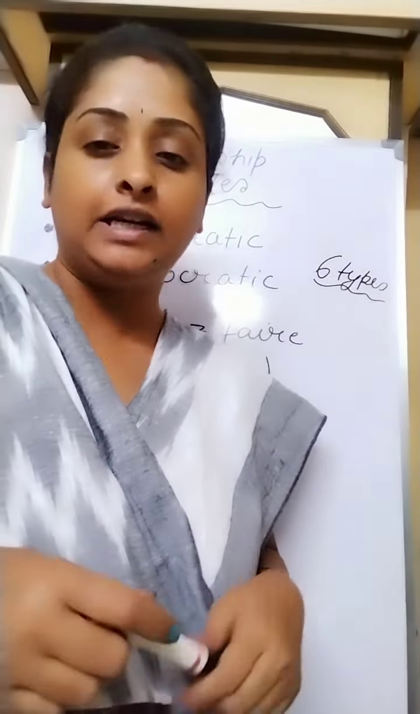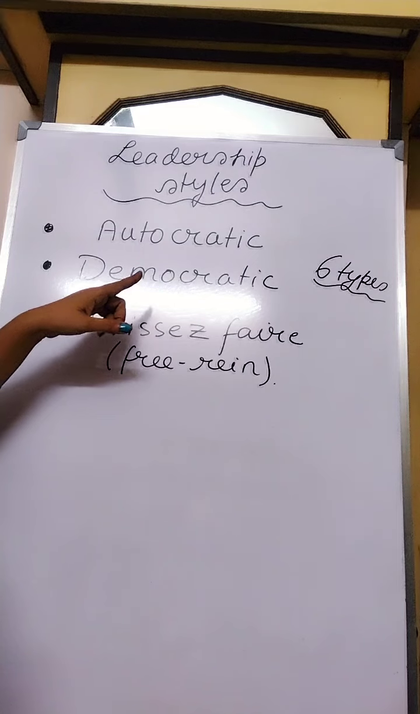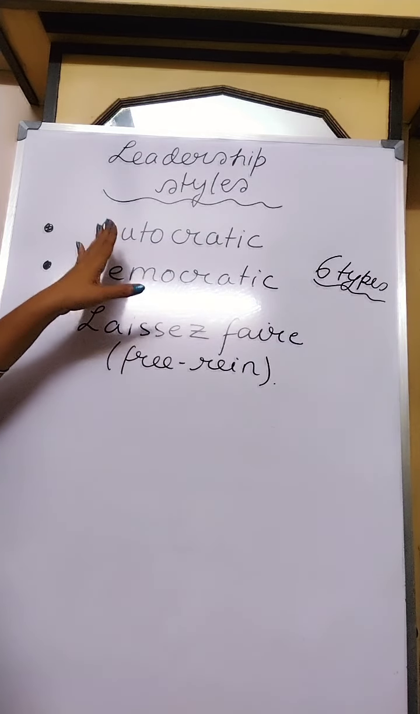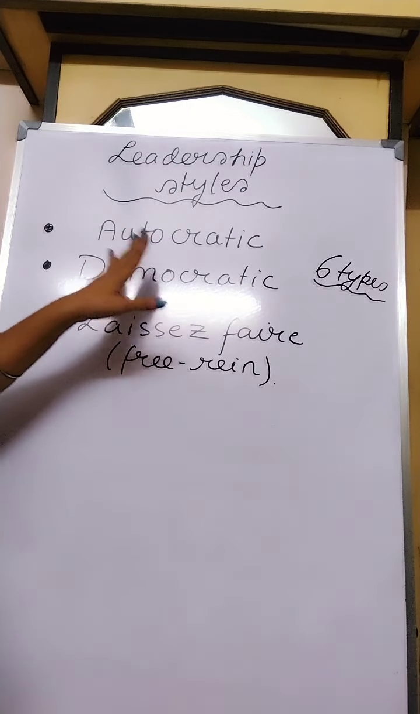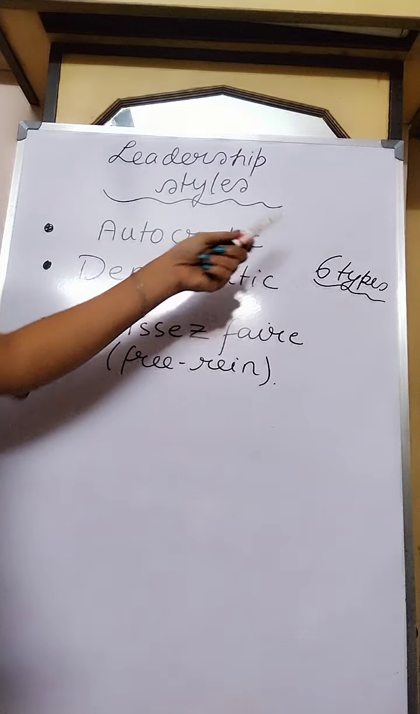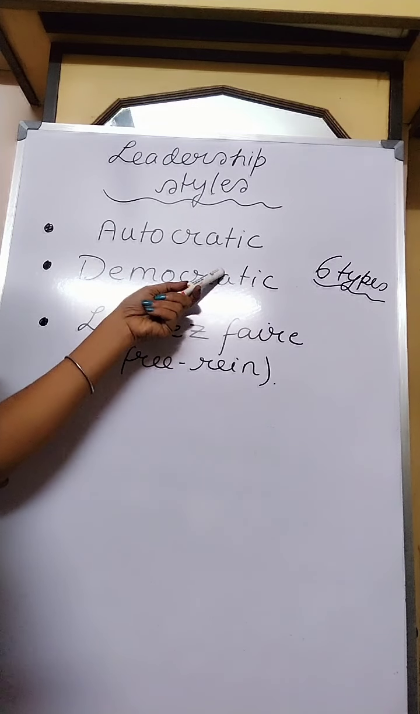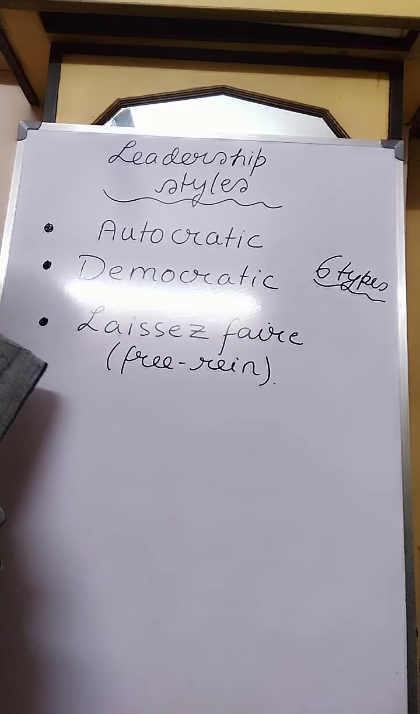As you can see, I have written on the board, autocratic, this is authoritarian type of leadership. This is a leader oriented style. Autocracy is followed in many of the organizations. So autocratic is one leadership style, the first and foremost important leadership style that is followed in many organizations.